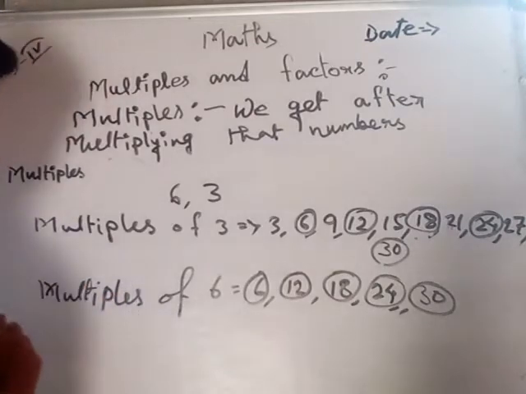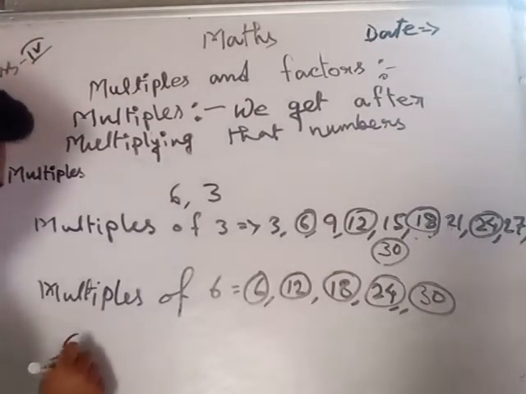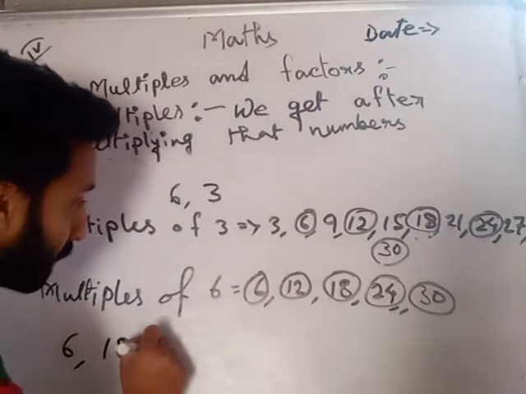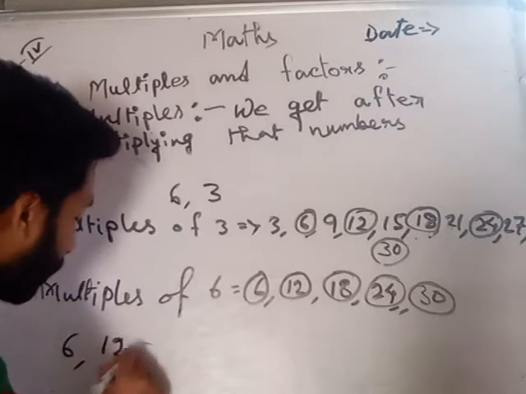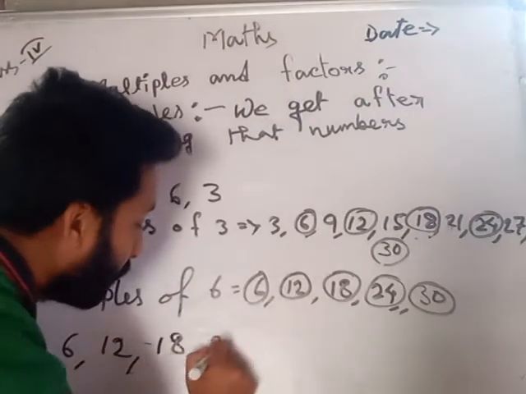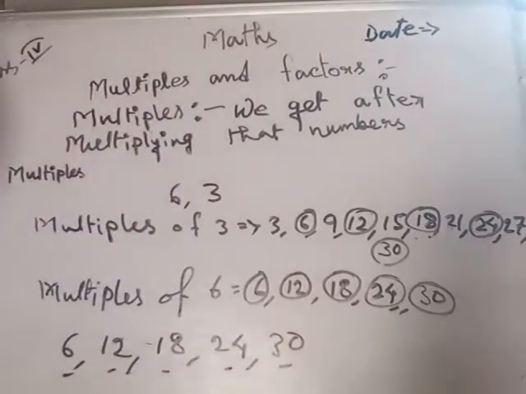So the first 5 common multiples of 3 and 6 are 6, 12, 18, 24 and 30. 1, 2, 3, 4, 5. First 5 common multiples you should find out like this.